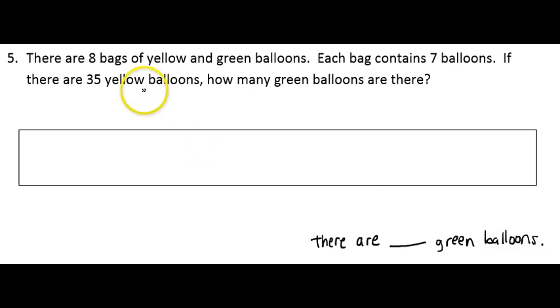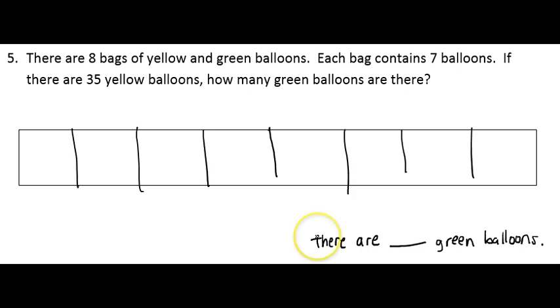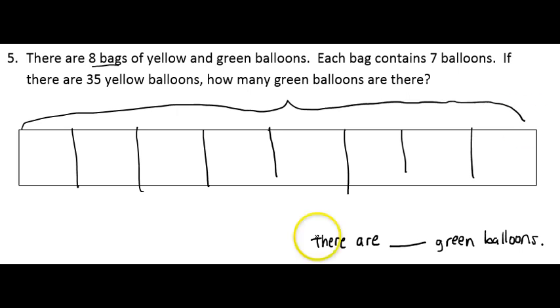Now let's see what we know about this question. We know that we have 8 bags of balloons. So let's start there. We're going to divide our tape into 8 sections. So we have our 8 bags. We know that each bag contains 7 balloons. So that tells me that my total is 56 balloons because 8 times 7 is 56. So we know that much.